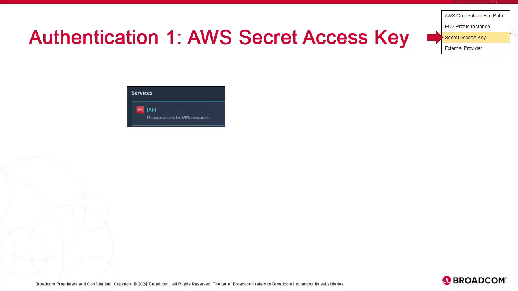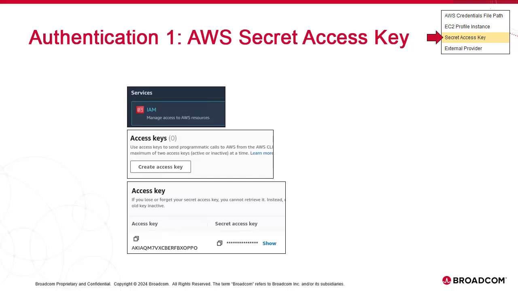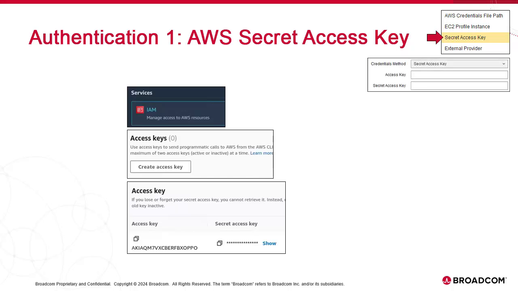For third-party platforms like Automic, you can obtain a key made of two strings, the access key and the secret key.